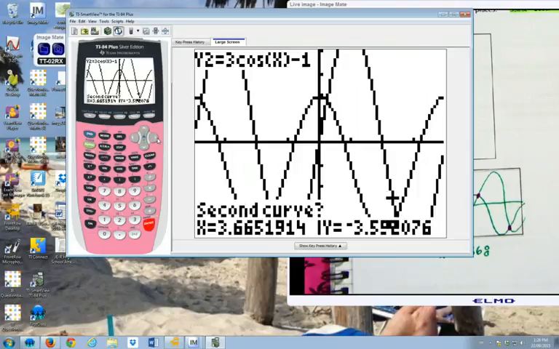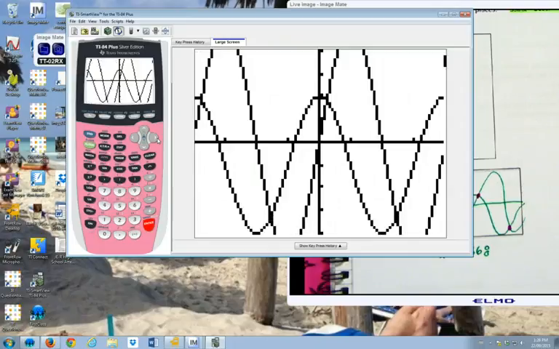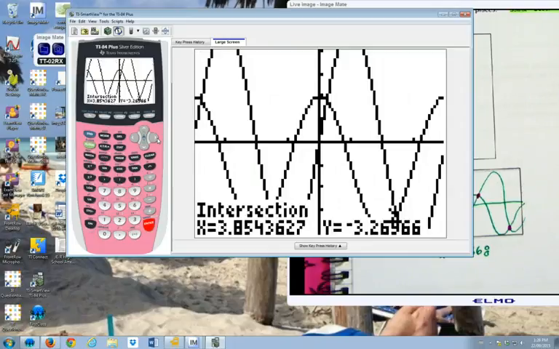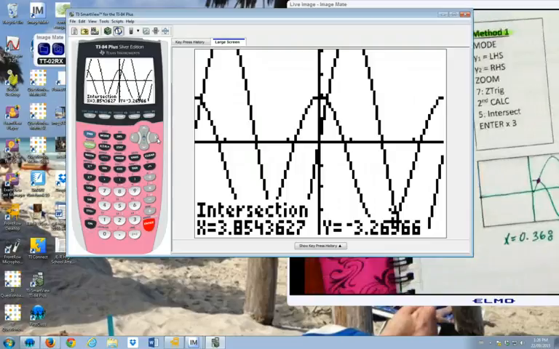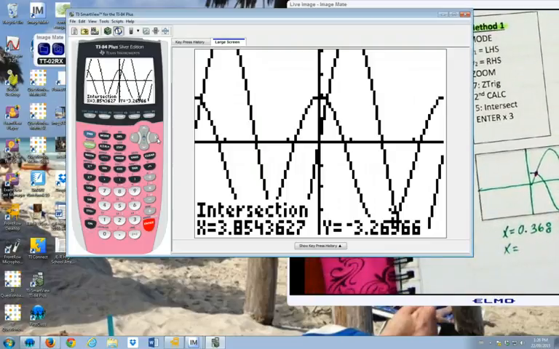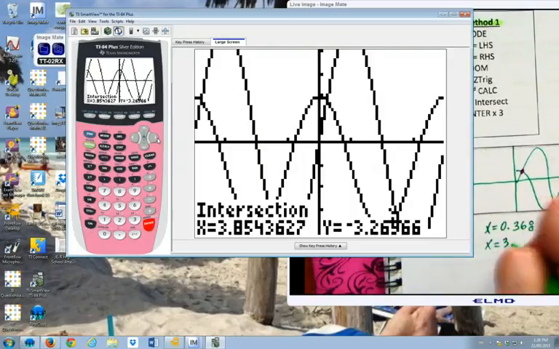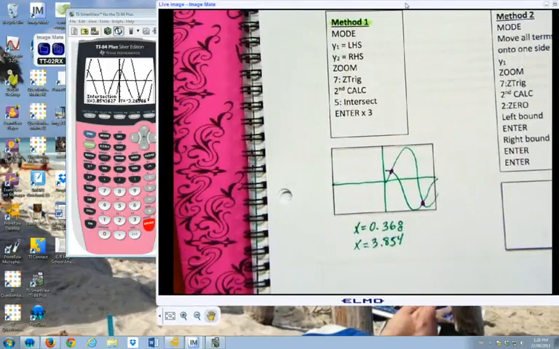Enter once, enter twice, enter 3 times. Bam, we're done. What's the other intersection point to 3 decimal places? I heard an offer of 3.854.